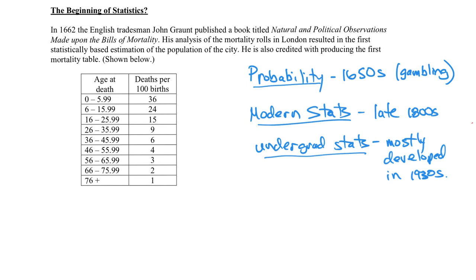So to see what this means, this is pretty depressing. If you count up these numbers right here, you get to 60. So what that means is, of 100 people who were born in this era, 60 of them died before the age of 16.